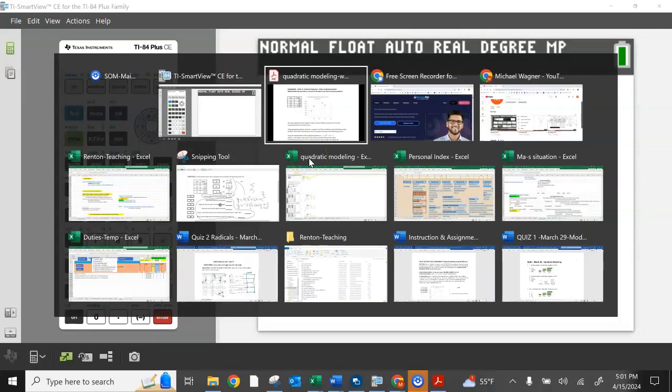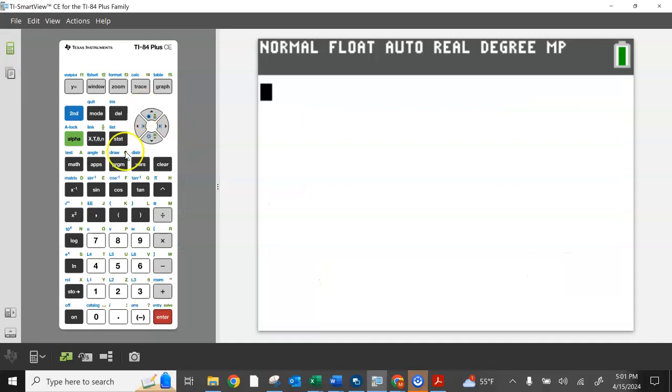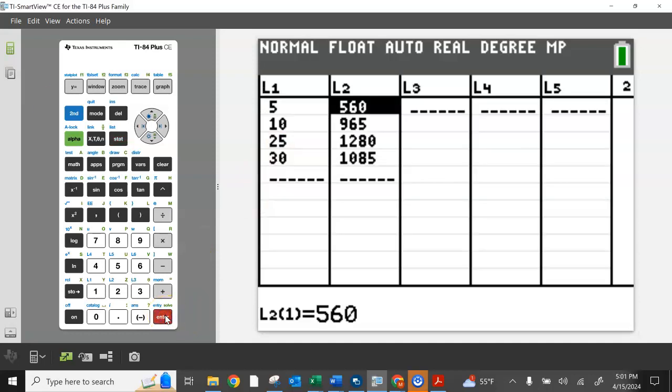Okay, getting the data. So remember, from the sheet right here, we have the data. The first column, time, we're going to make our first column, which is kind of like our X column or our horizontal column. And our height is going to be our vertical, or maybe like our Y column. So to enter that in, we go to stat, 1, which is already on 1, and enter. Okay, the data is already there, but I'm going to show you how to enter it in.